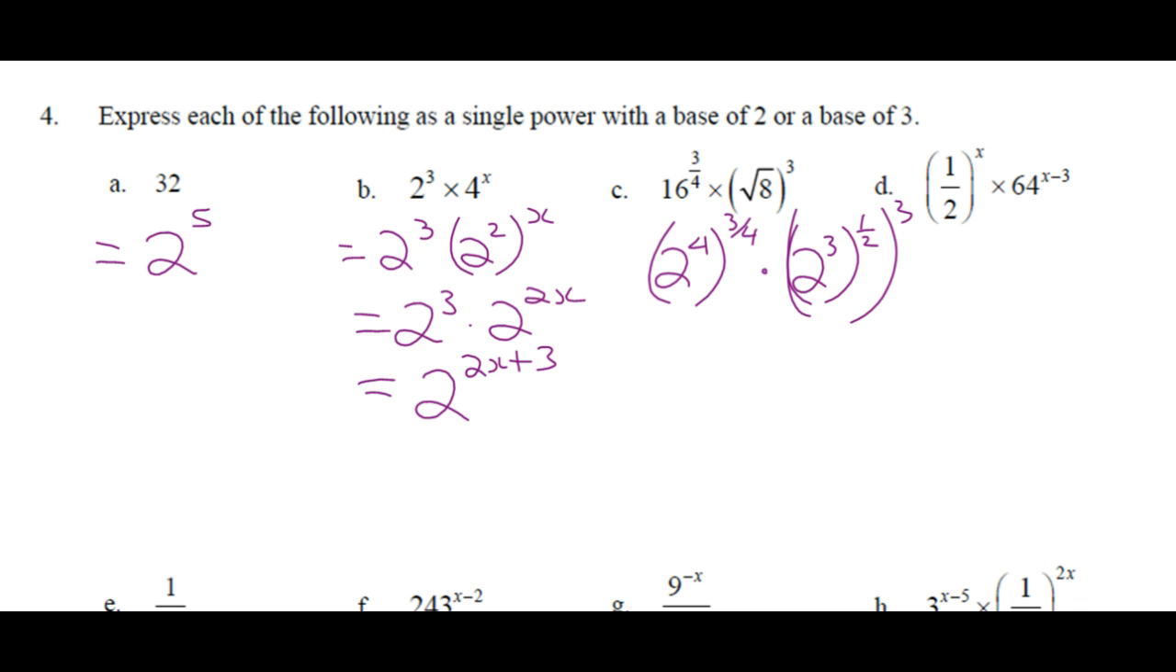So here's 8, here's the root of 8. Here's the root of 8 being cubed, which is what is ultimately happening there. This is 2 to the 3/4, so that's 2 cubed. 4 times 3/4 is 3, and 3 times a half times 3 is 9 halves. So that's 2 to the 15 halves. Okay.